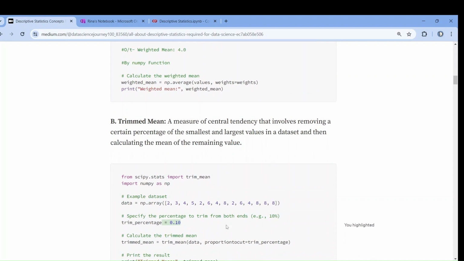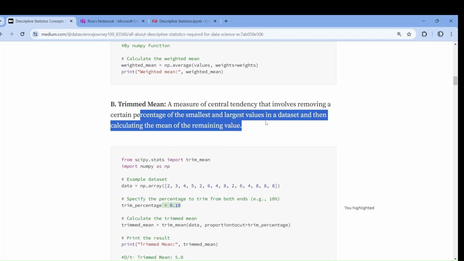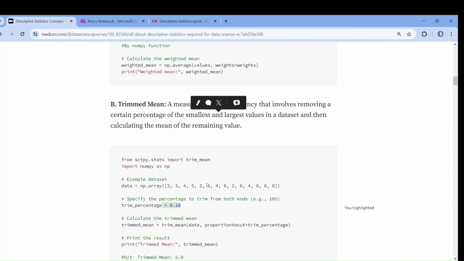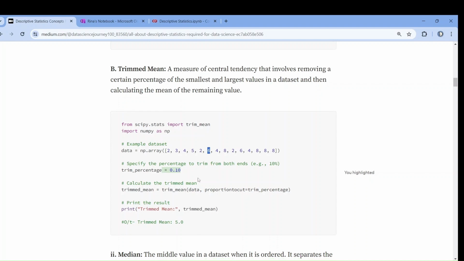Next, understand trimmed mean. Trimmed mean simply means removing certain percentages of the smallest and largest values in the data set and then calculating the mean of the remaining values. So here in this array, you have to remove some smallest values and some largest values, depending on your wish. Like here, 10 percent from both ends have been deleted, or we can say trimmed. Then you calculate the mean value from the remaining data set. That is what is trimmed mean.